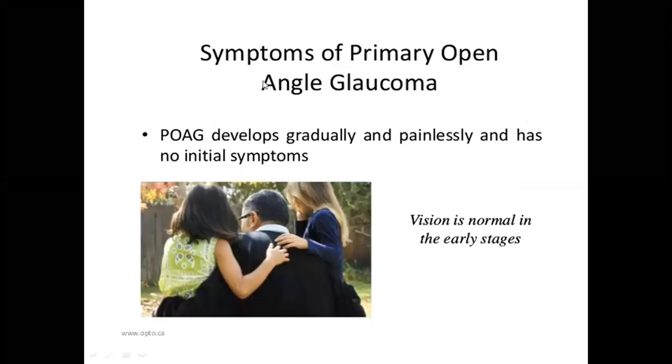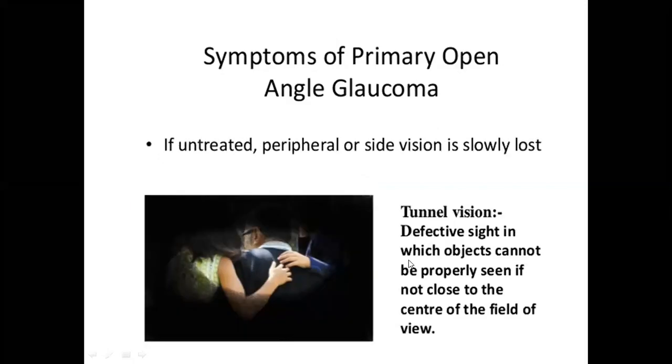So initially the primary open angle glaucoma patient develops it gradually and painlessly and has no initial symptom. यहाँ देखिए पिक्चर बिल्कुल साफ नजर आ रही है, कोई प्रॉब्लम नहीं है. ग्लाइकोमा होना शुरू हो गया है, लेकिन still विजन में कोई प्रॉब्लम नहीं है. The vision is normal in early stages of glaucoma. ठीक है. Okay. फिर if untreated, the peripheral or the side vision is slowly lost.